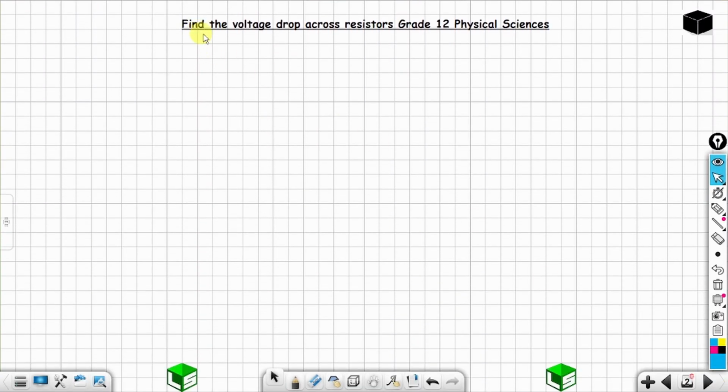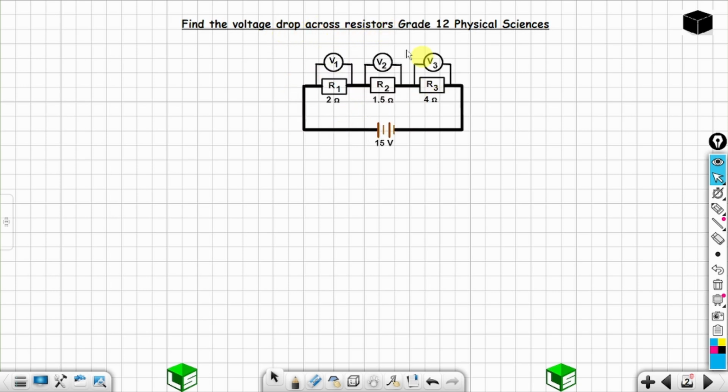Okay, find the voltage drop across resistors. So you have the following circuit. You need to find V1, V2, V3. This question can be solved using two methods.